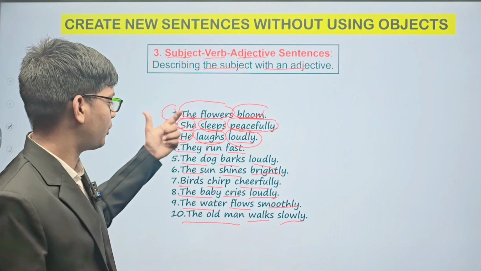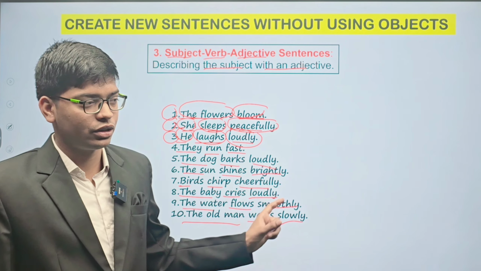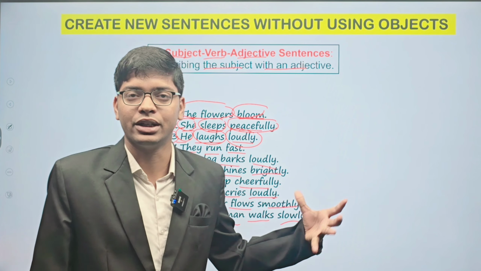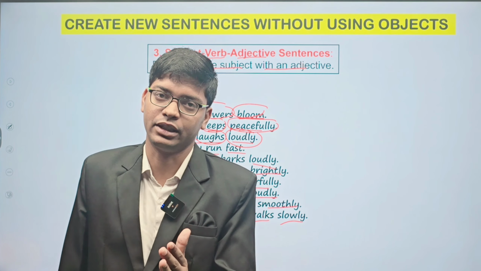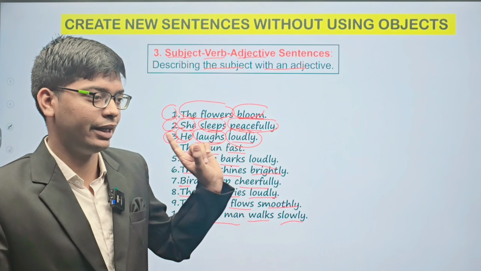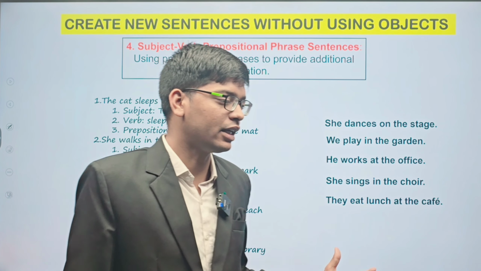So there are multiple types of sentences here. Using this way, you can create new English sentences without using any object, subject, verb and adjective. Okay, so let's move to our next way.